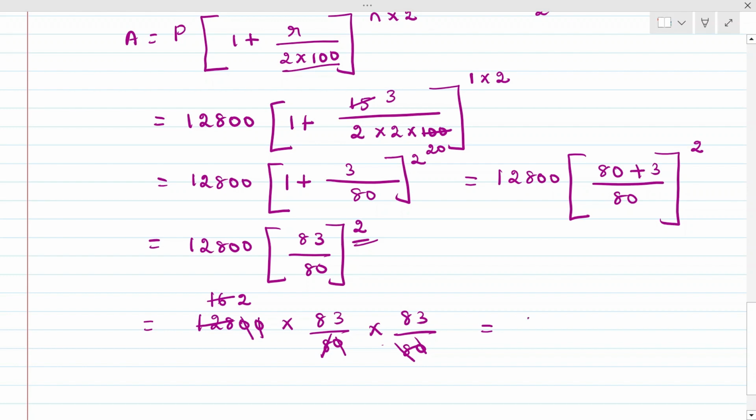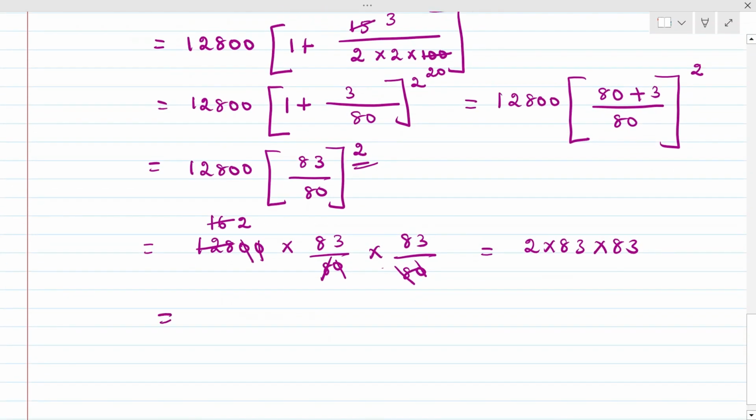So now we are having 2 into 83 into 83. So when you multiply 2 into 83 into 83, we will get 13,778. This is the amount.